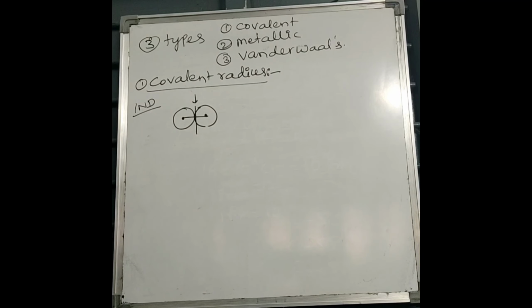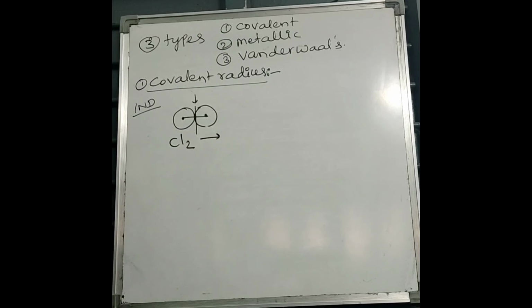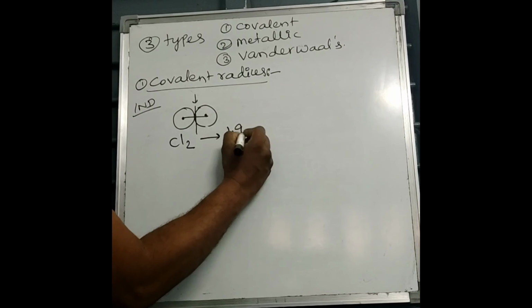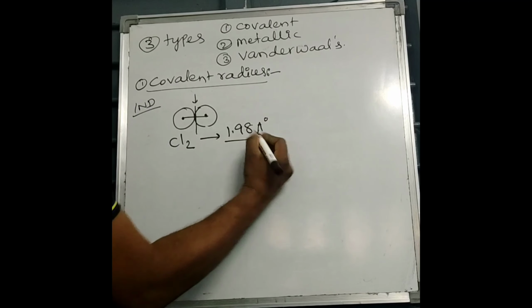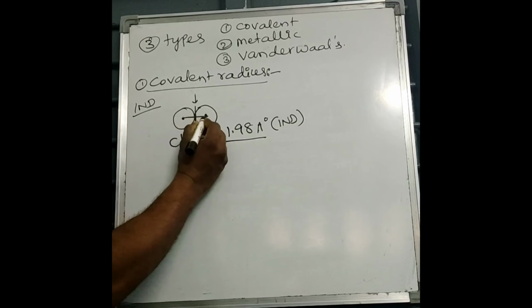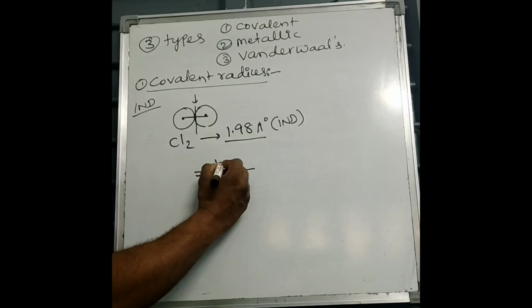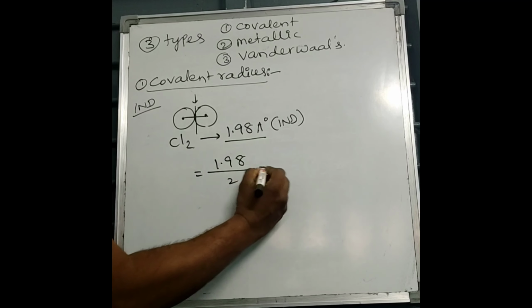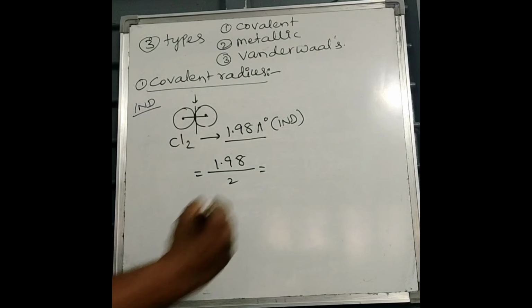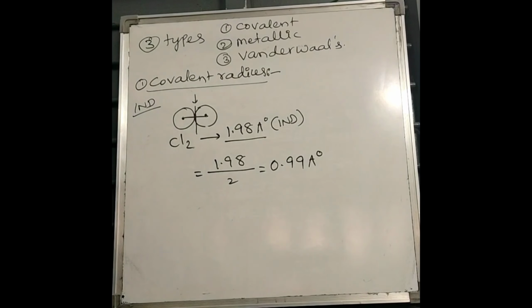For example, if it is a chlorine molecule, the internuclear distance in the chlorine molecule is 1.98 angstroms. This value is the internuclear distance. Now what is covalent radius? Covalent radius equals 1.98 by 2, that equals 0.99 angstroms. So this is covalent radius.